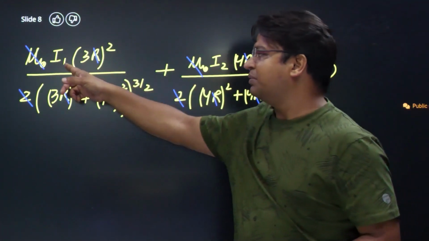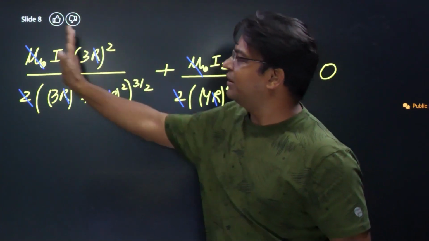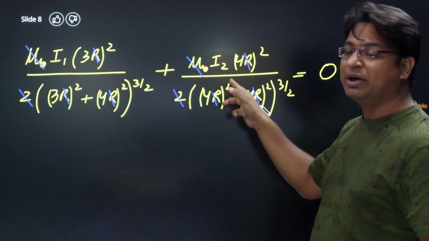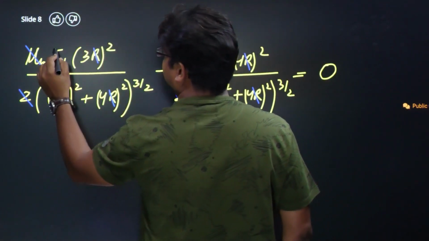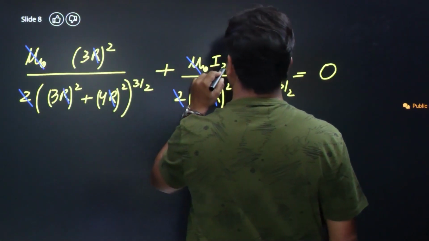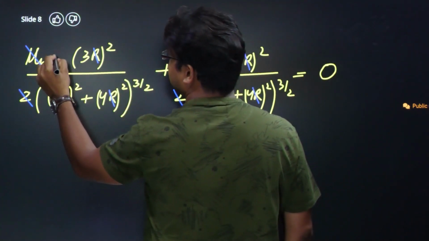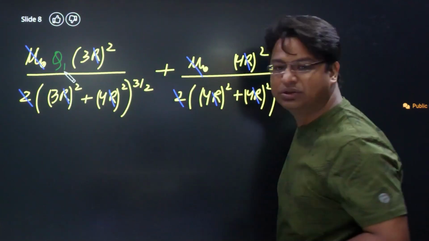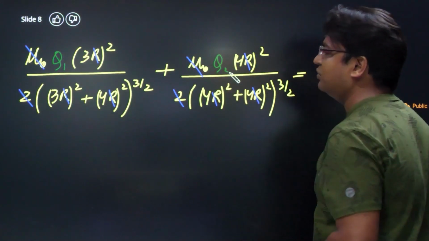And I1 can be replaced as Q1 omega by 2 pi. The omega by 2 pi can also be taken out. Here also, Q2 omega by 2 pi can be taken out. In other words, we can replace I1 and I2 by Q1 and Q2 because we are looking for the ratio of Q1 and Q2. So let me do this. I am writing it as Q1. I hope this green color is visible. Yeah, and Q2. So I1, I2 have been replaced.